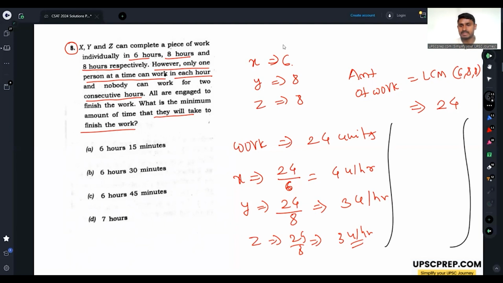Okay, so what will happen? Let's say in the first hour X will work. In the second hour let's say Y will work. So in the first hour X will complete 4 units of work, in the second hour Y will complete 3 units of work. So as to take the minimum amount of time, X is able to do more work, so I will again put X to work, again 4 units. I could put Z now, but after that I will again put X.